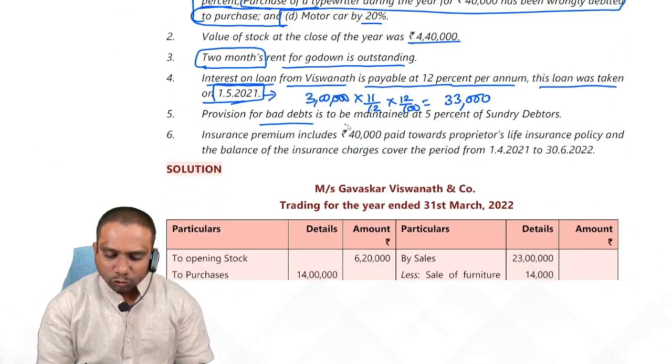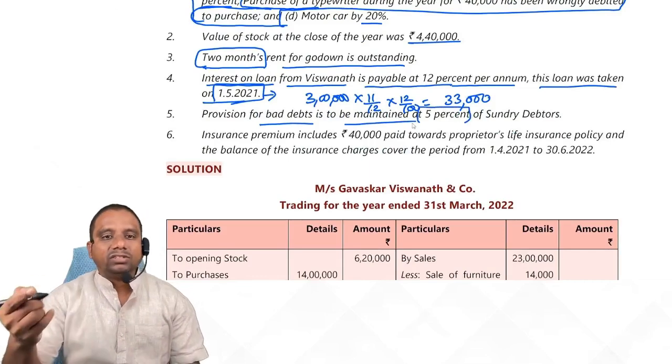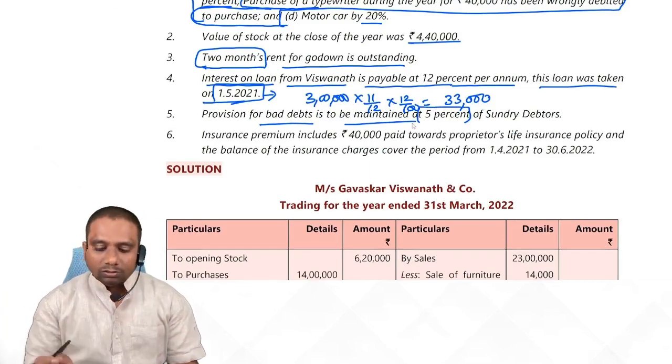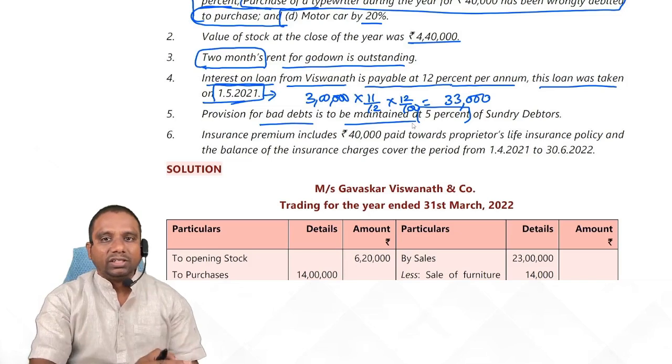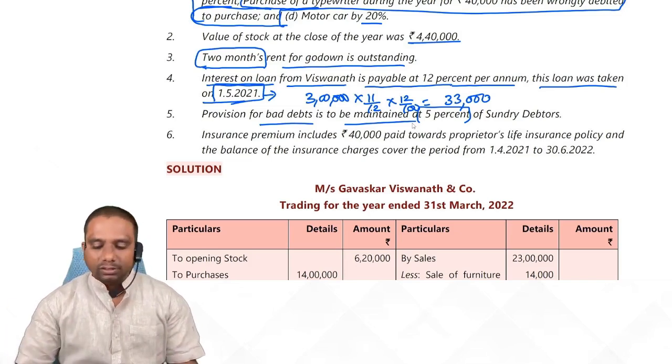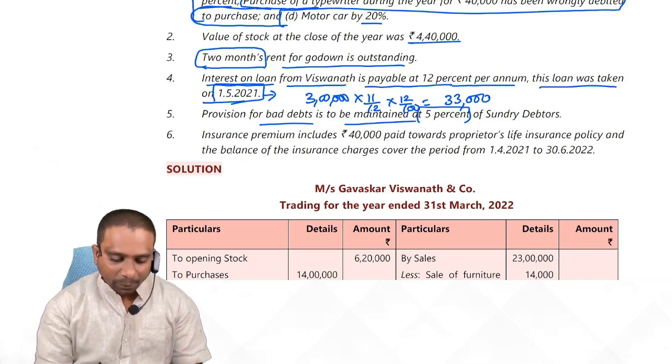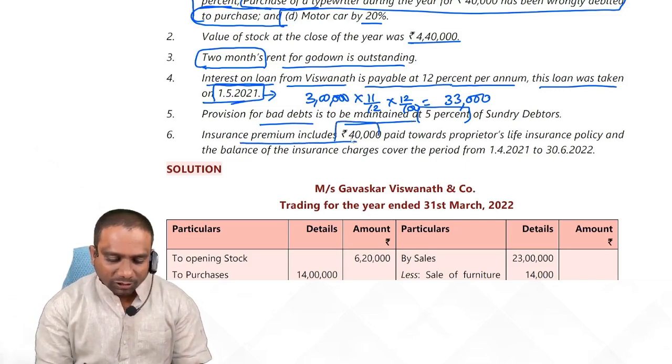Provision for bad debts is to be maintained at 5% of debtors. Already we have sundry debtors. On that first calculate 5% provision. Now this provision goes to the P&L account debit side. Deduct the same provision from sundry debtors and show it on the asset side of the balance sheet. Insurance premium includes, this is an important adjustment, students.